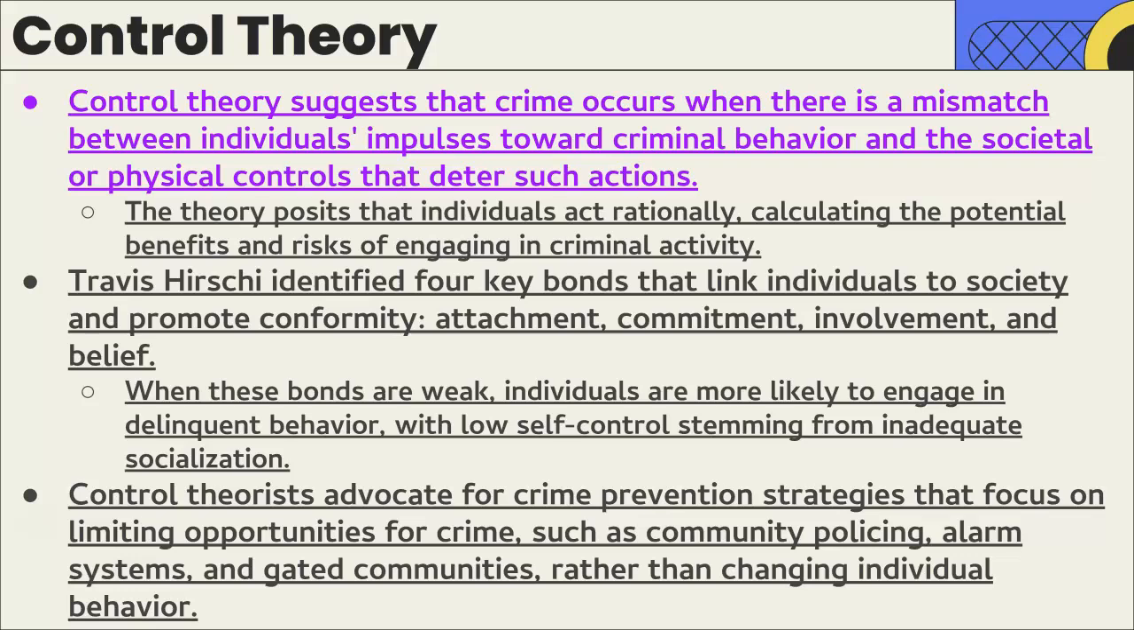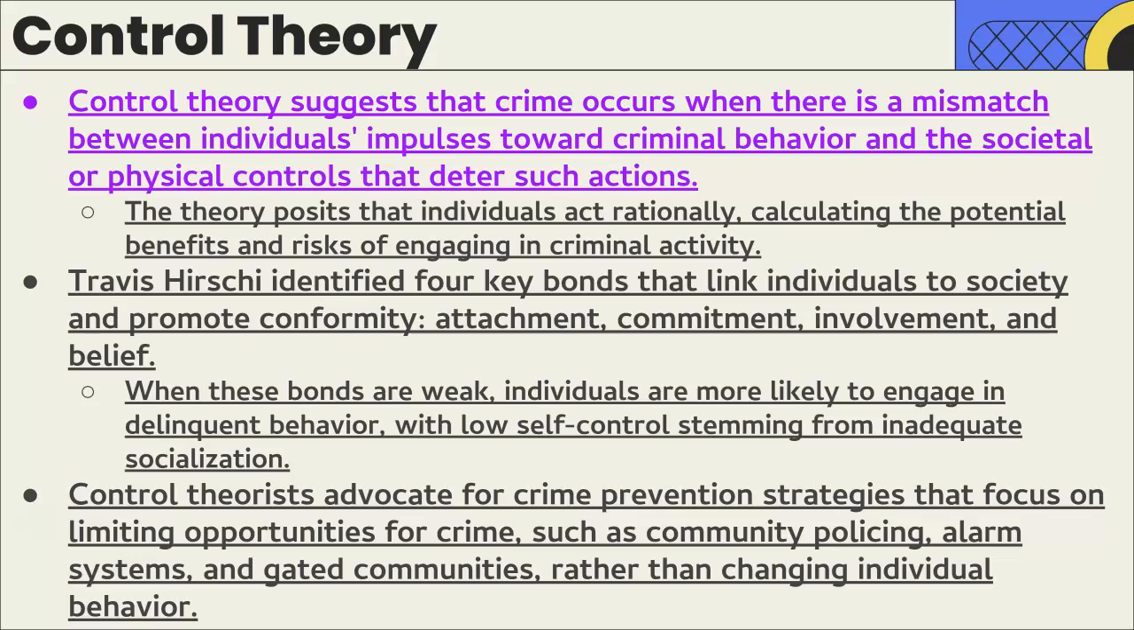But when these bonds are weak, deviance can occur. Hirschi believed that delinquent behavior results from lower self-control, which can be traced back to poor socialization at home or school. And some control theorists also argue that crime increases as modern societies offer more opportunities and targets for crime. With more people owning valuable goods like electronics and cars, thieves have more to steal.